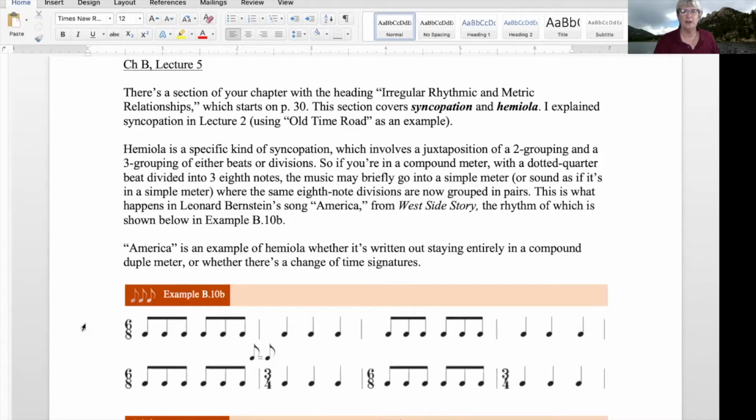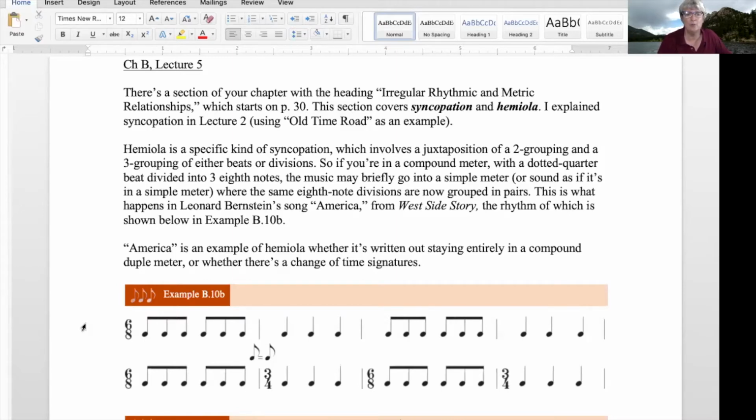So if you're in a compound meter with a dotted quarter beat divided into 3 eighth notes, the music may briefly go into a simple meter with the eighth note divisions now grouped in pairs. This is famously what happens in Leonard Bernstein's song, America, from West Side Story. That's the song that goes, I like to live in America.